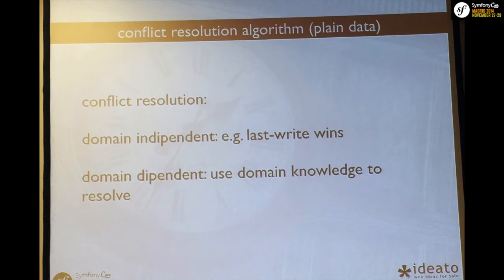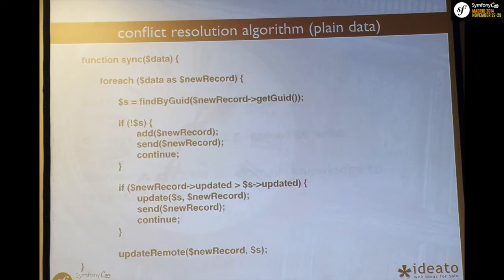Now I'd like to talk a bit about a possible conflict resolution algorithm. I start with the simple one and try to add complexity step by step. The first case is for dealing with plain data. With plain data, I mean records with no relations, just a simple plain record. So I don't expect you to read it, but it doesn't matter.